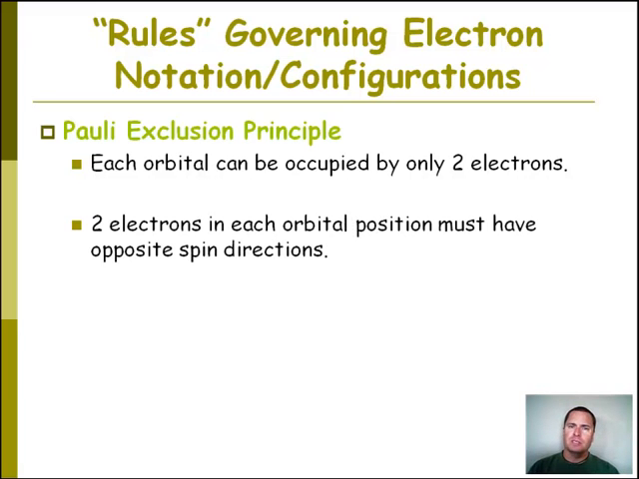So, and the other thing is that the 2 electrons in each position must spin in opposite directions of each other. Okay, so pretty simple. Each orbital can only hold 2 electrons, and they spin in opposite directions.